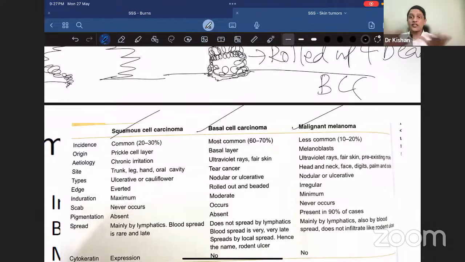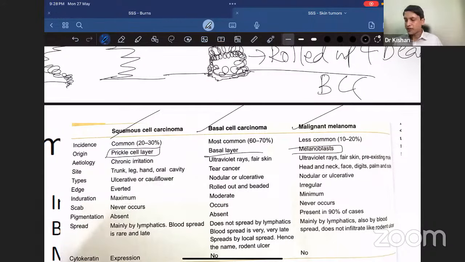Second thing is from which layer they arise. While writing the answer, we write the first line as from which layer they arise. So SCC arises from the prickle cell layer of the stratum basalis, whereas BCC again arises from the basal layer only. Malignant melanoma arises from the melanoblasts or melanophores.